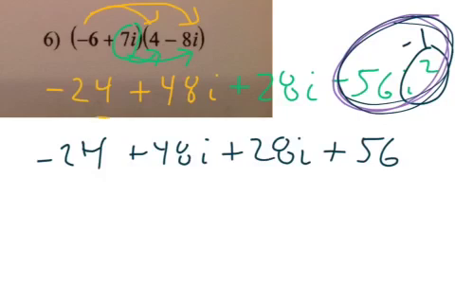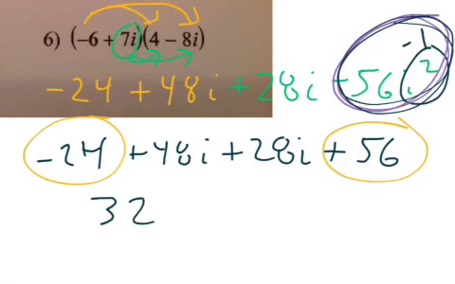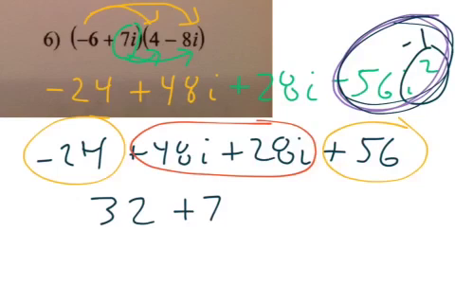So what's next? Well, negative 24 and 56 are like terms. And when we put them together, we get 32. And then 48 and 28 are like terms. And when we put those together, we get 76i.